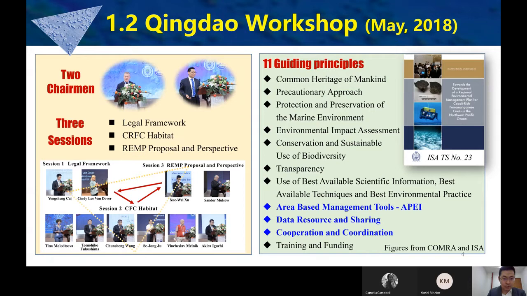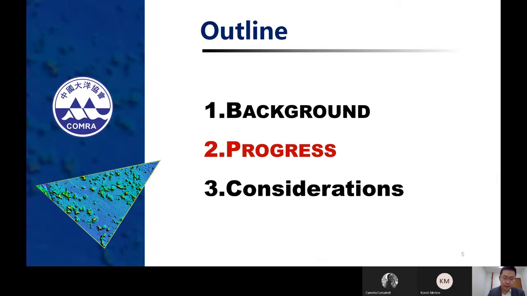After the workshop, ISA Technical Study number 23 was published, and 11 guiding principles were highlighted in this document, including API, data, and cooperation. The second part is progress.